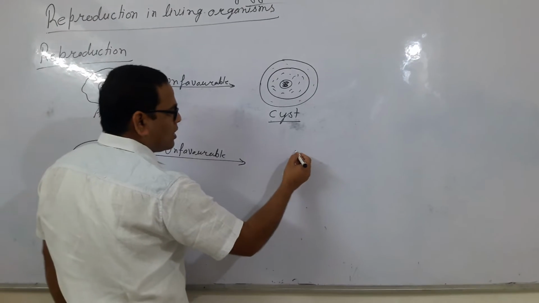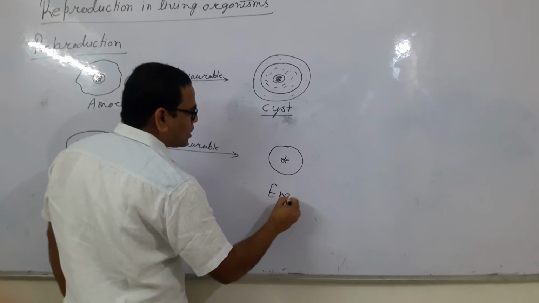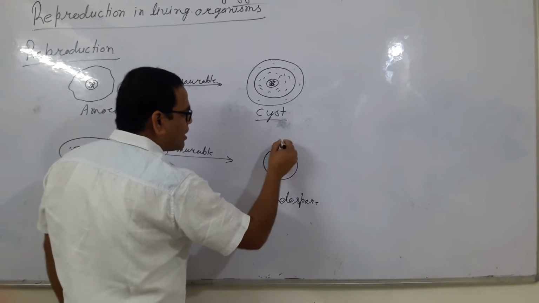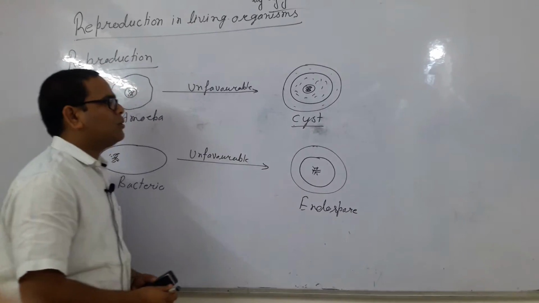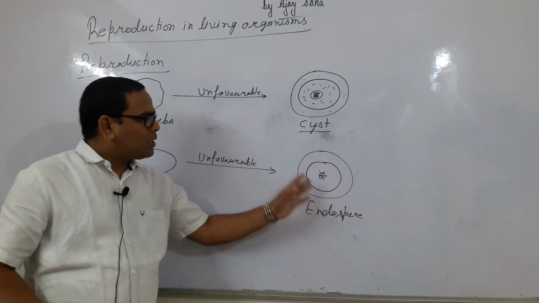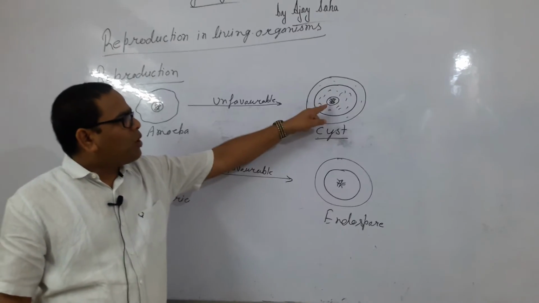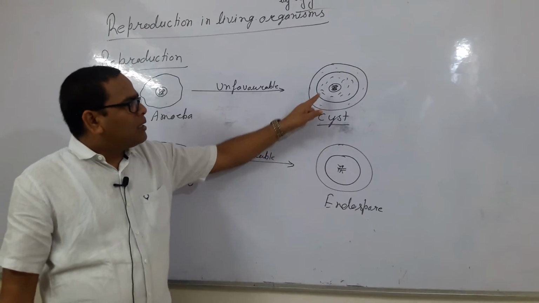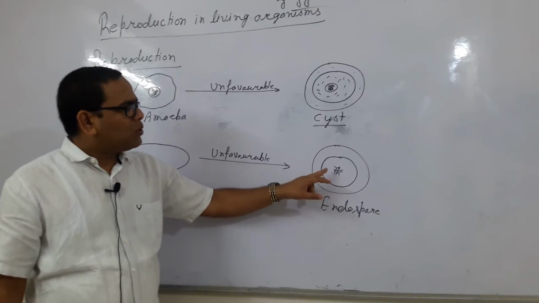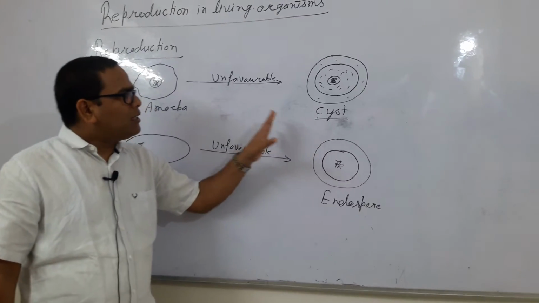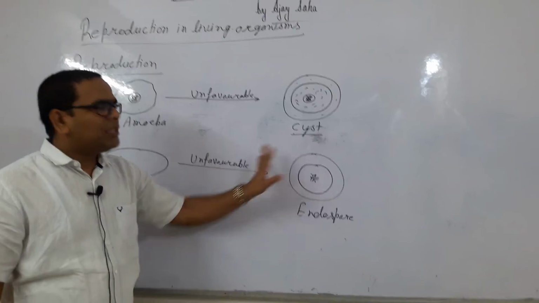The bacteria, in this condition, has undergone endospore formation. Due to this unfavorable condition, the bacteria has undergone endospore formation. In this endospore formation also, we observe that all of its water and other organic and inorganic chemicals are mostly removed. But in both conditions, one important chemical is preserved. This amoeba is working to conserve its DNA. This bacteria is also working to conserve its DNA. In this process of encystment or endospore formation, they have conserved their DNA.